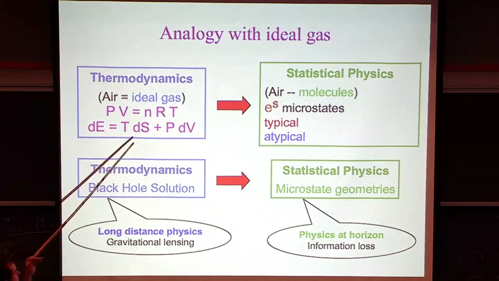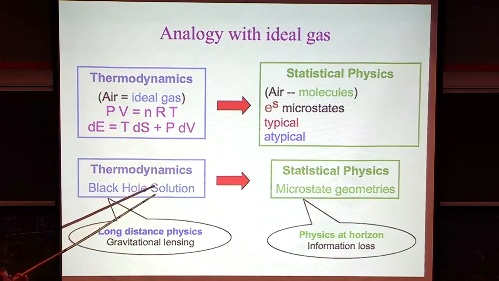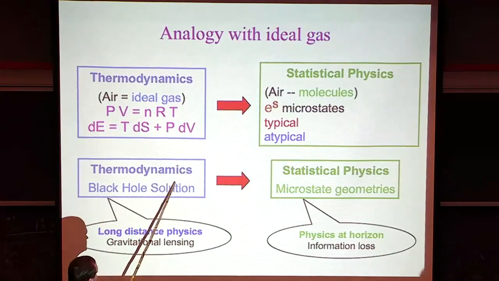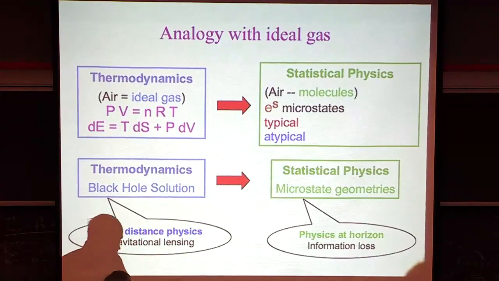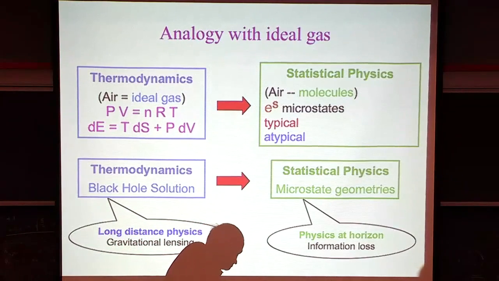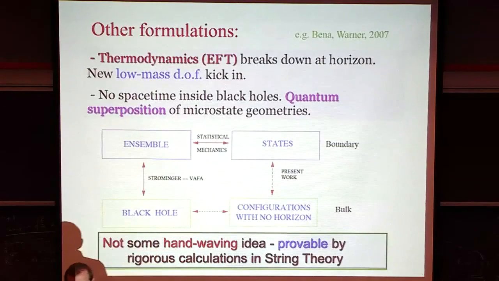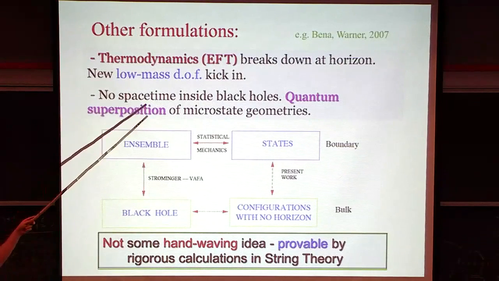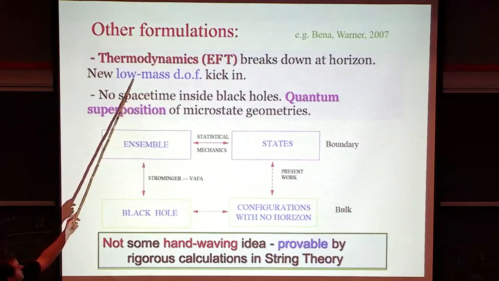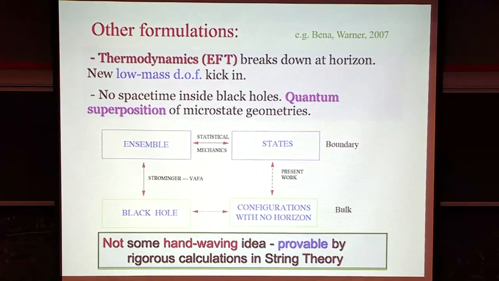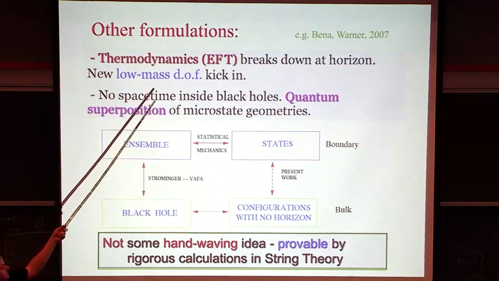So in that sense, the way I understand this conjecture is that we are trying to replace the classical black hole solution by something which takes over the physics at the horizon, and therefore the classical black hole solution stops describing the physics at the horizon. Another way of putting it: thermodynamics and effective field theory break down at the horizon. There will be some new low mass degrees of freedom kicking in, which actually destroy this low energy effective field theory. Another way of putting it is that there's no space-time inside the black hole.